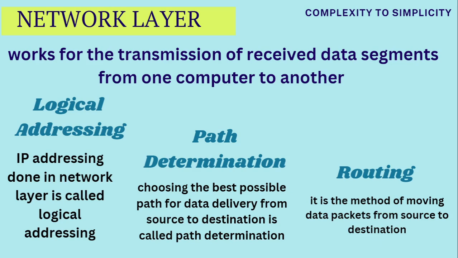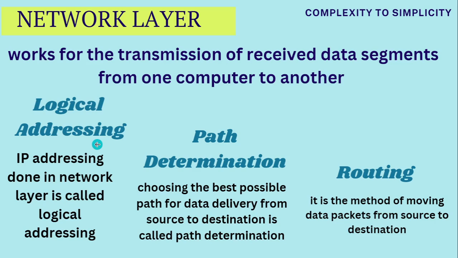Data units in the network layer are known to be packets. It is the layer where the router decides. Now it performs three major tasks, that is local addressing, path determination and routing. Now what is local addressing?